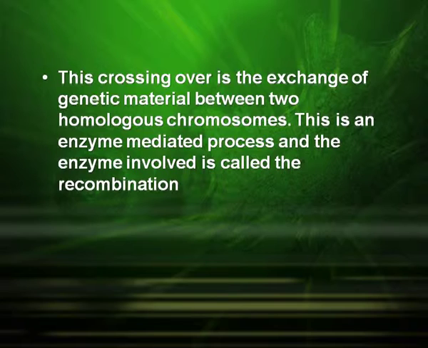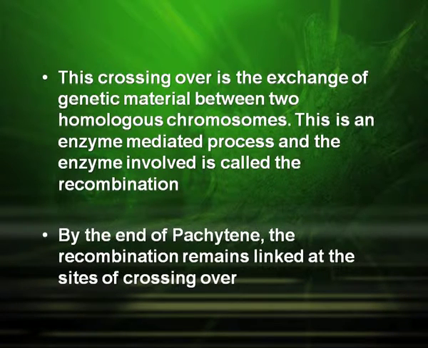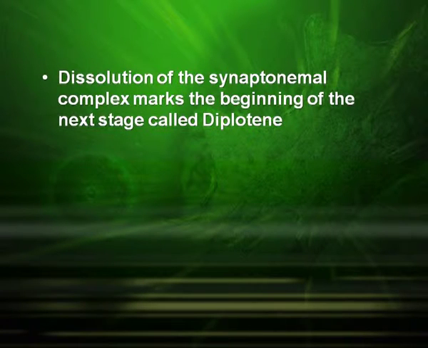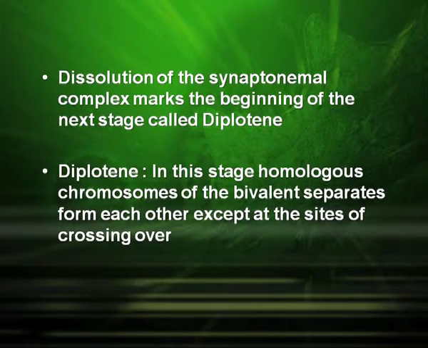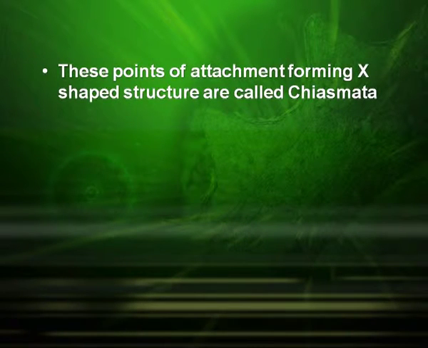This is an enzyme mediated process and the enzyme involved is called recombinase. By the end of pachytene, the recombinant chromosomes remain linked at the sites of crossing over. Dissolution of the synaptonemal complex marks the beginning of the next stage called diplotene. During diplotene, the homologous chromosomes of the bivalent separate from each other except at the point of crossover. These points of attachment forming X-shaped structures are called chiasmata.